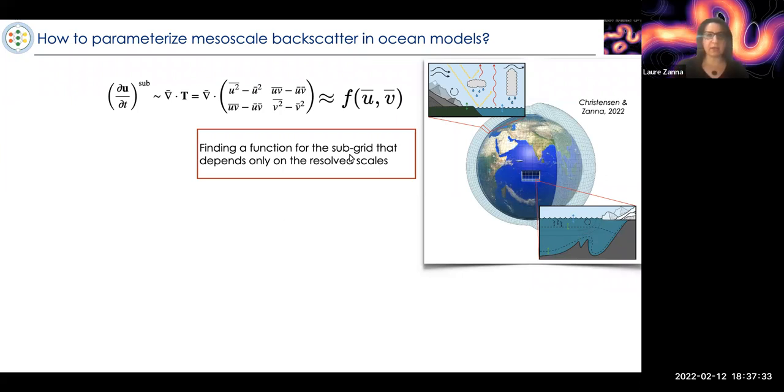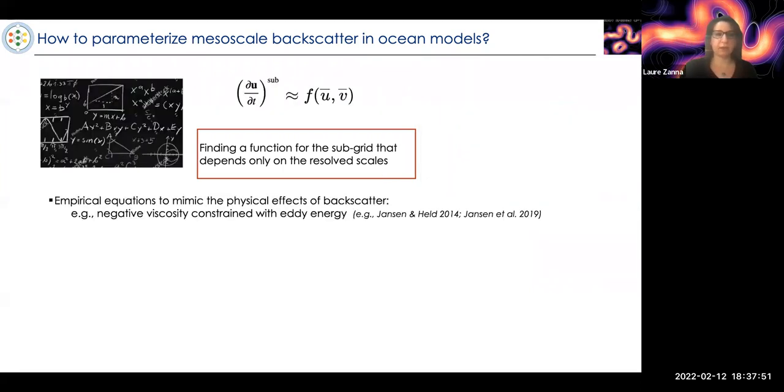So here, what we're focusing on is trying to parameterize that inverse energy transfer from small scale to large scale. And so as always, we're trying to parameterize the effect of eddies only as a function of the resolved scale. And this is basically a typical problem of finding a closure or finding a parameterization rule. We need to find a functional form for the effect of the subgrid on the large scale only as a function of the resolved scale of the flow.